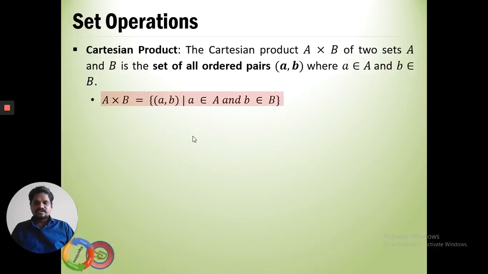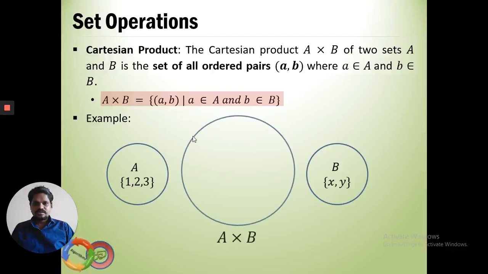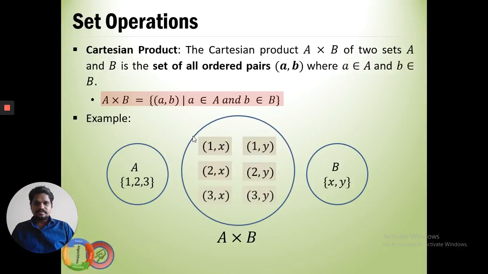So A cross B, where we take an element from A and an element from B. These are all possible cross combinations, like matches. One team has 1, 2, 3 players, B has 2 players, and I have to connect each to the other.